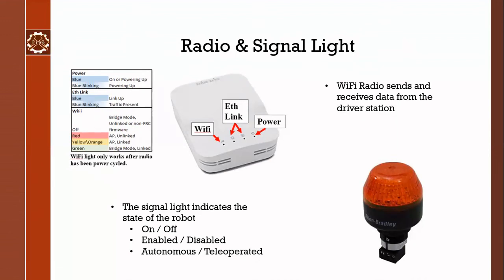Moving on to the signal light. The signal light is pretty basic in the sense that it acts as a light that can either be on or off, and it can also tell the state of the robot, whether it's enabled, disabled, in autonomous or teleop. And usually in an FRC match, these things have to be on. They're orange. So something to get into.